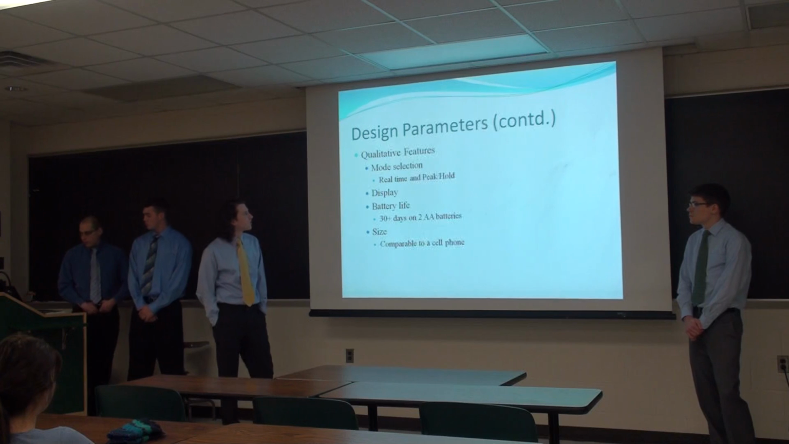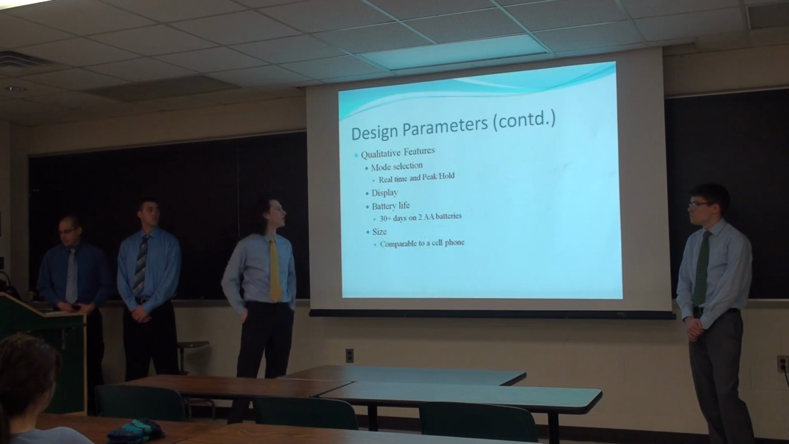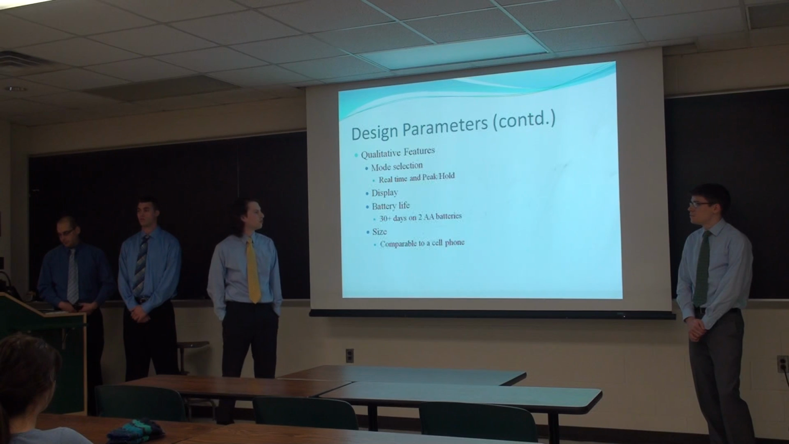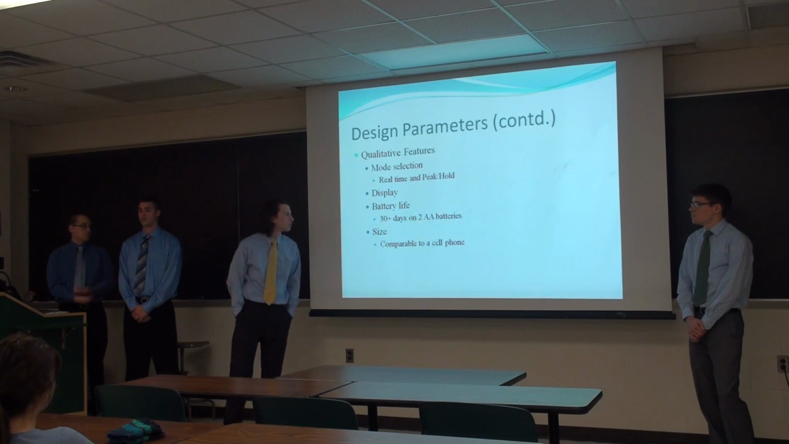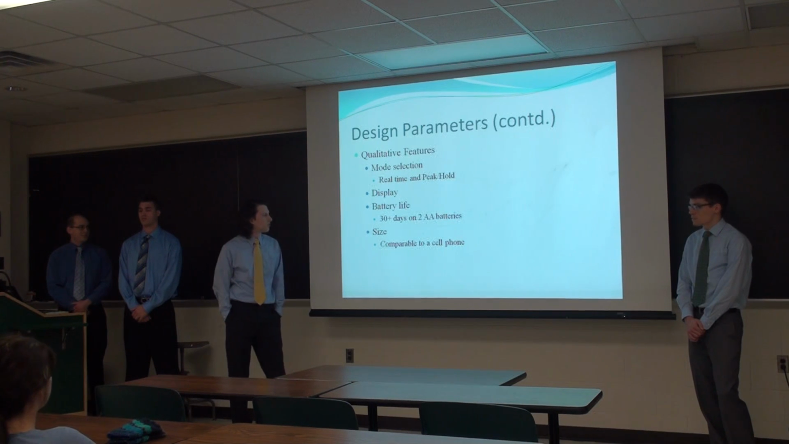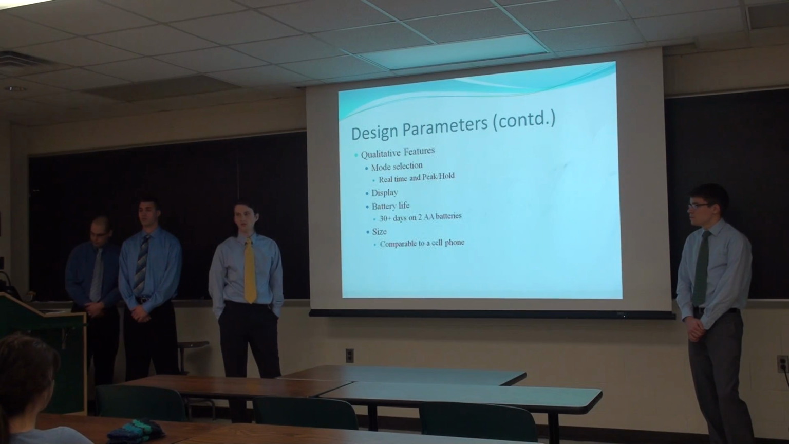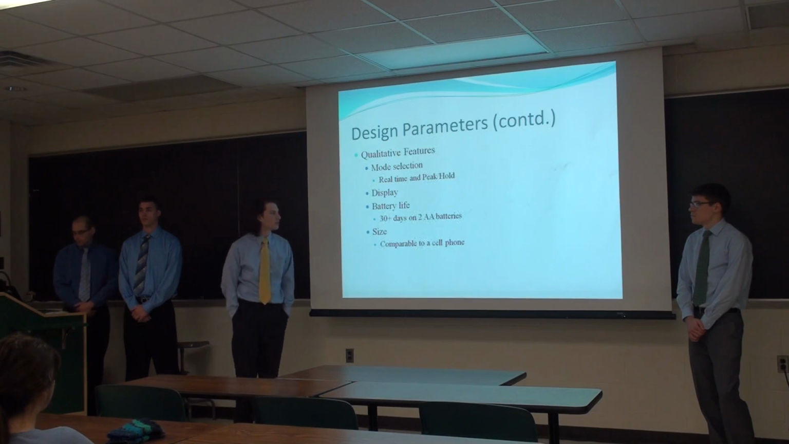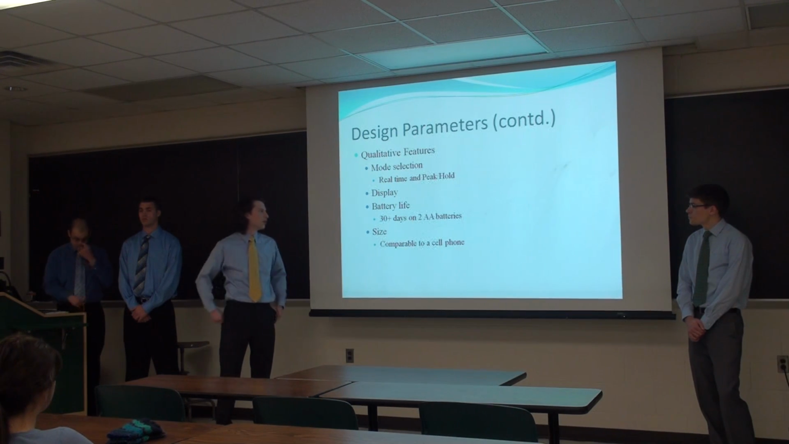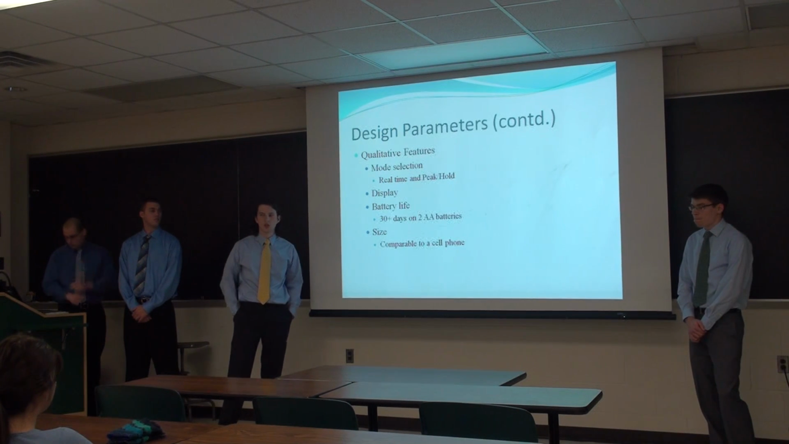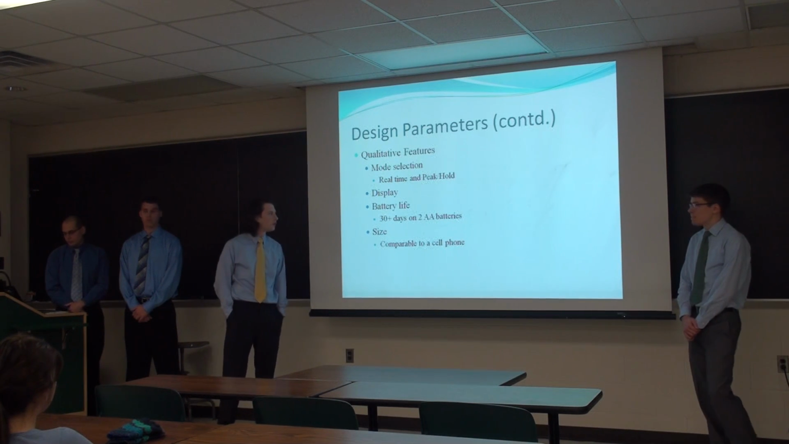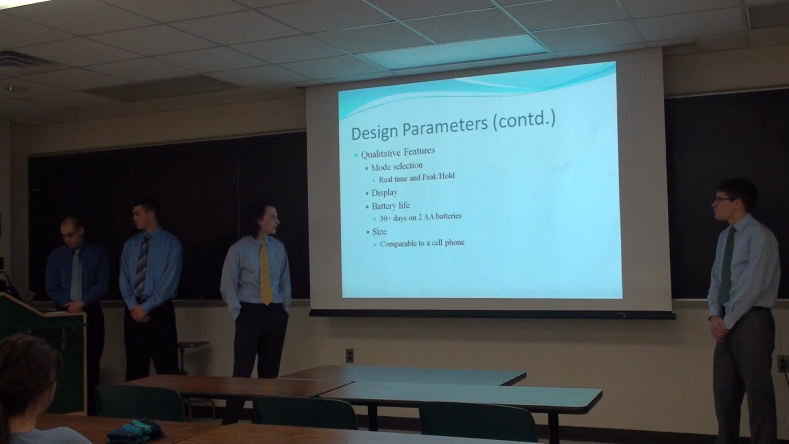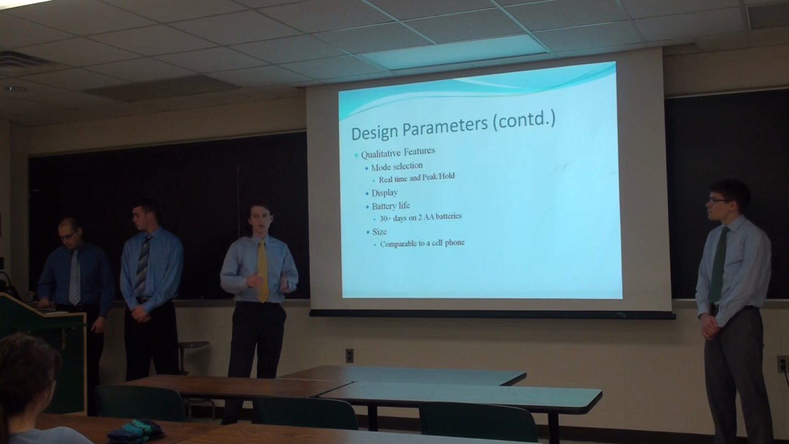Some other features that the device must have: obviously you must be able to select between the real-time and peak hold modes that EJ described. It must output the G value and the time and date also to an LCD, liquid crystal display. The device must have a battery life of at least 30 days on 2 AA batteries. This is necessary because when used in the peak hold mode, it must be able to hang on to the peak G value and hold on to that value over a long period of time. And finally, the size, as EJ also mentioned, should be comparable to that of a cell phone. We just want to keep it as small as possible.